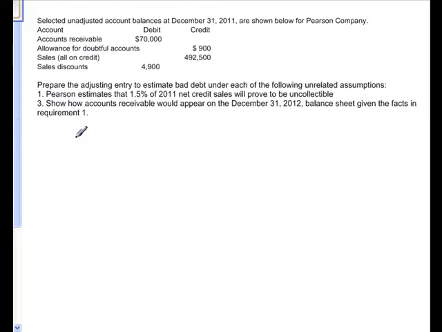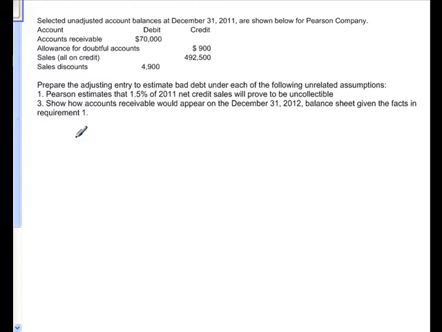Follow along with this question. Please refer to the Unit 4 study guide. When you read the required for the question, it tells you to prepare the adjusting entry to estimate bad debt under each of the following unrelated assumptions.